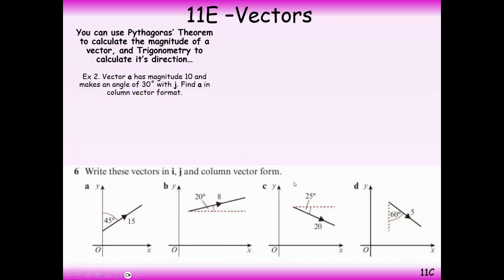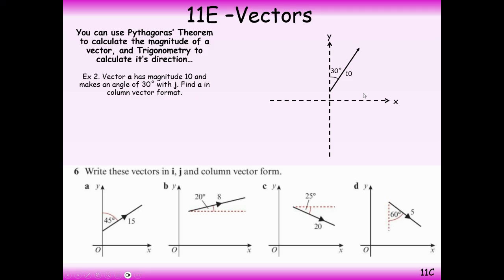Now here are some further questions from the exercise which we didn't have an example for. The vector A has a magnitude of 10 and it makes an angle of 30 degrees with the j axis, or y axis. Find the values for A in column vector notation. The fact that it has a magnitude of 10 means that the length of the vector is 10 units, and the angle it makes with j, this angle here in the y direction, is 30 degrees.